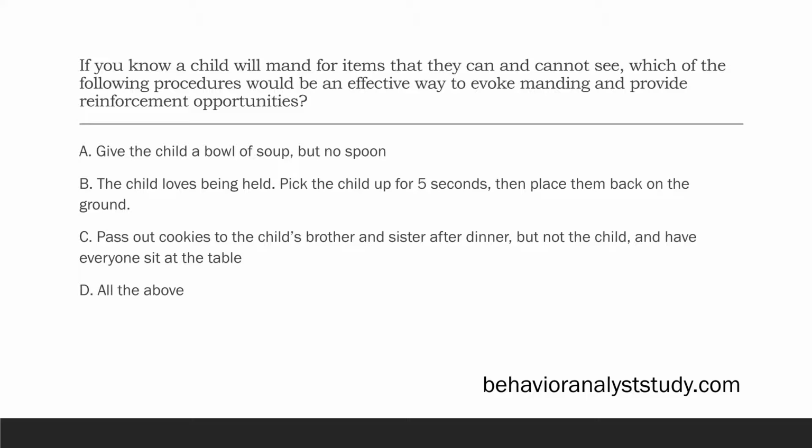So, A, give the child a bowl of soup, but no spoon. B, pick the child up, put him back down. And C, pass out cookies to everyone but the child and then have them sit at the table. All great ways to evoke mands and give you reinforcement opportunities. Answer here is D, all the above. Again, another reason we read every answer choice. You just never know.